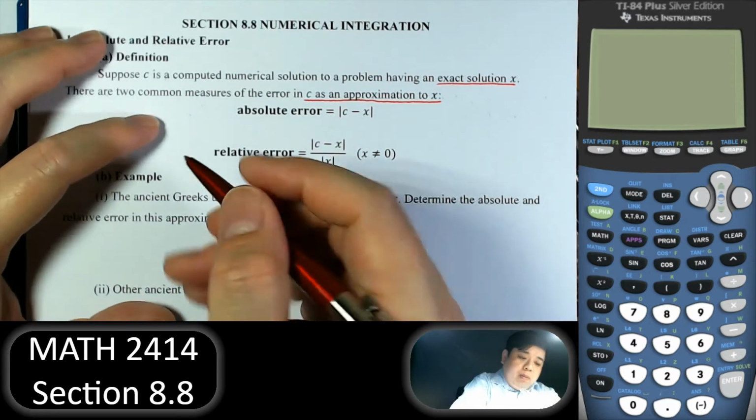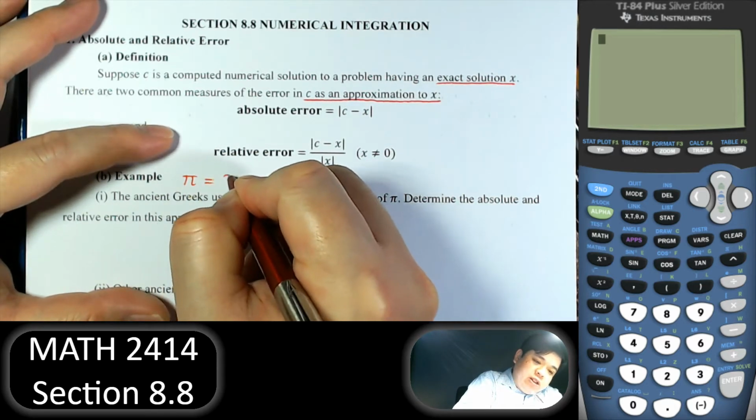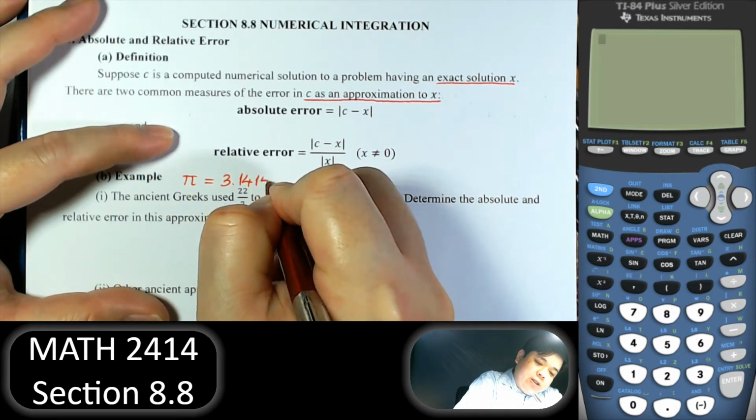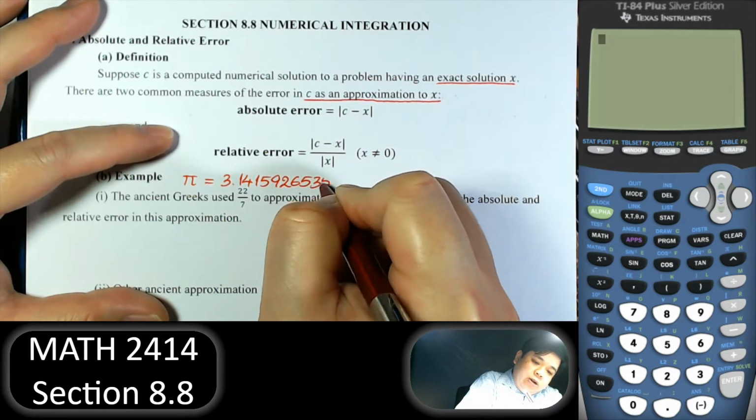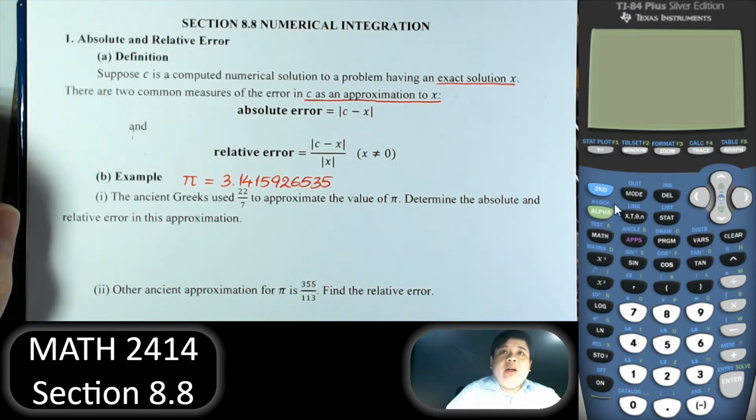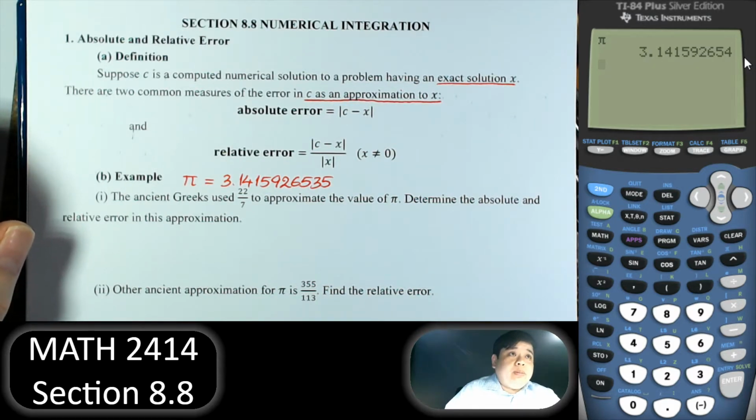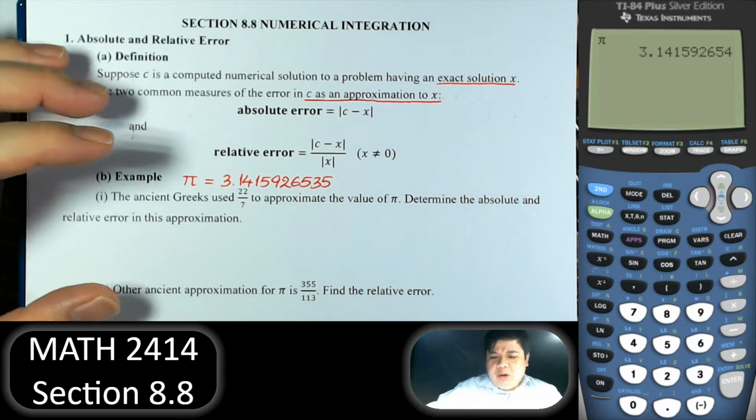So first, pi, of course, is an irrational number. Right. In the calculator, if we hit second pi, that's what we have. So now we just find the absolute error and the relative error. That's pretty straightforward.